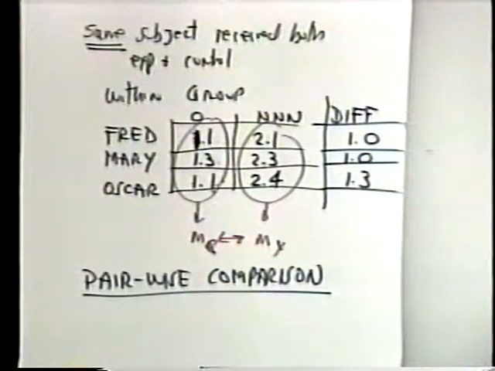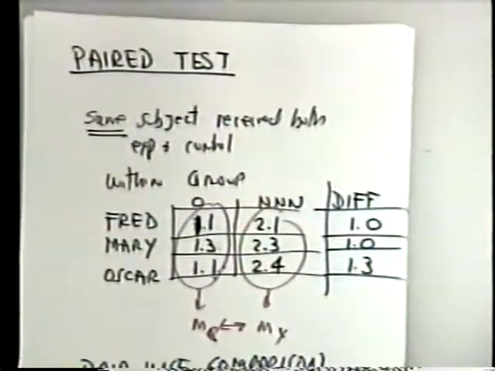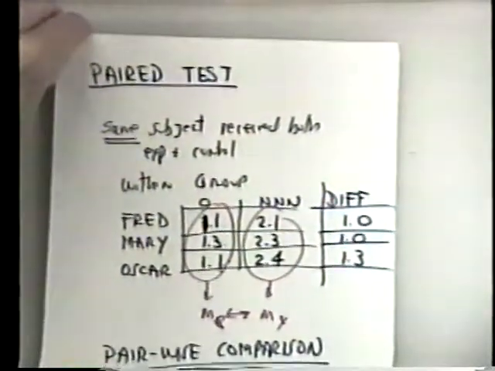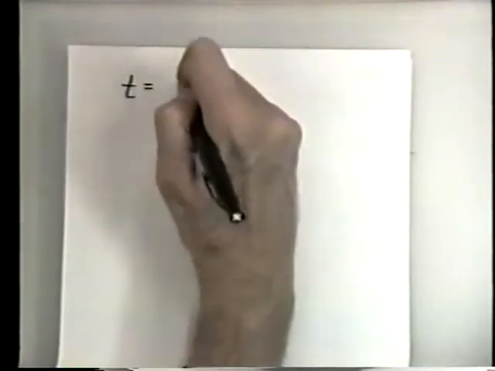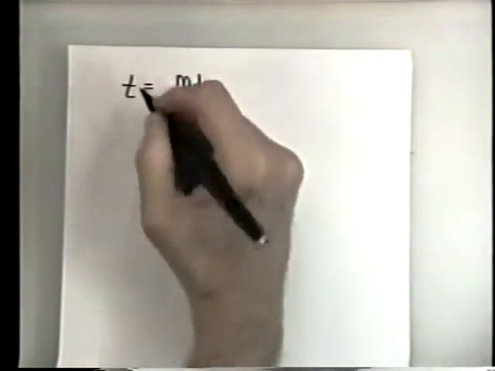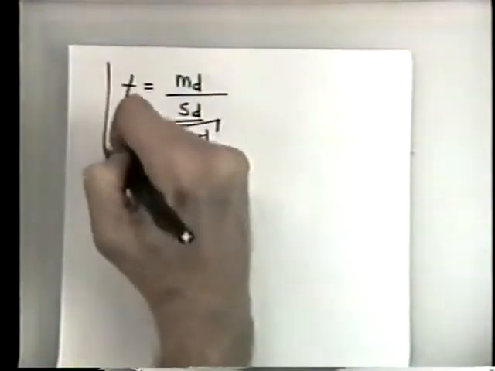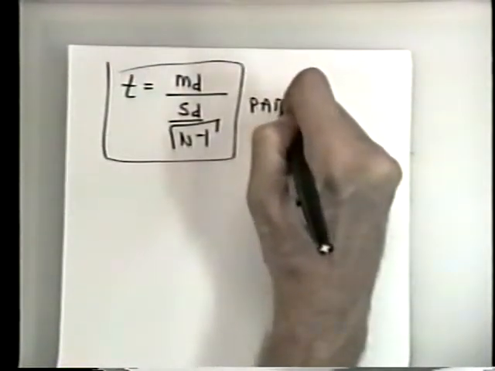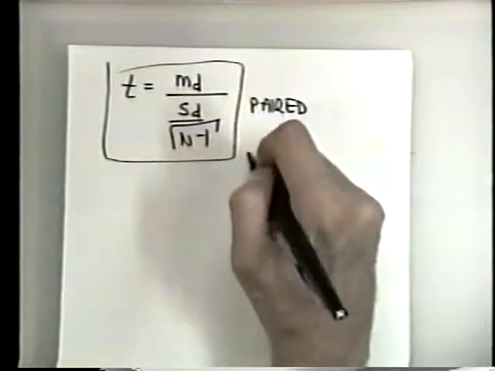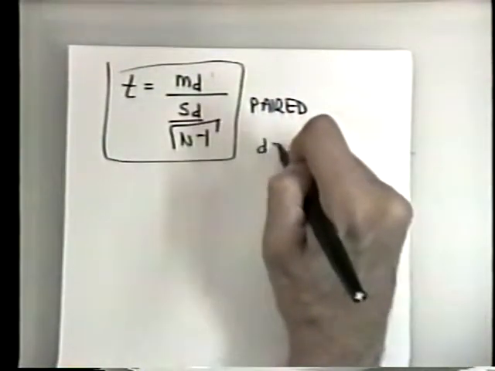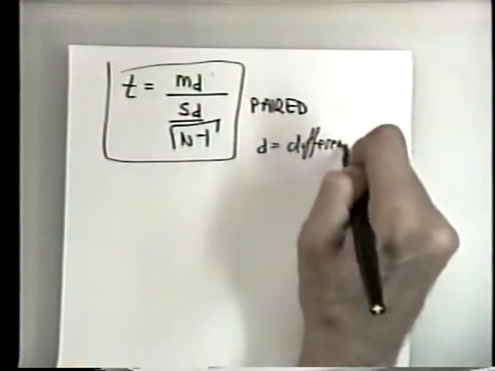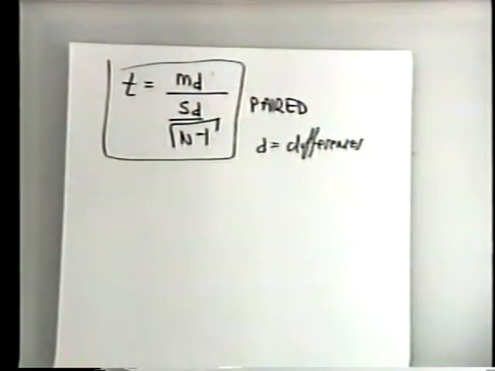Now let's look at why this works in a little bit more detail. This is a very useful thing to do if we have the same subjects, and I want to give you a sense of quantitatively what this amounts to. First of all, the t-statistic now will be the mean of these differences divided by the standard deviation of the differences divided by n minus 1. So this is the t for paired, where this is the mean of the differences. So we're analyzing the differences between the subjects in each of the two comparisons.